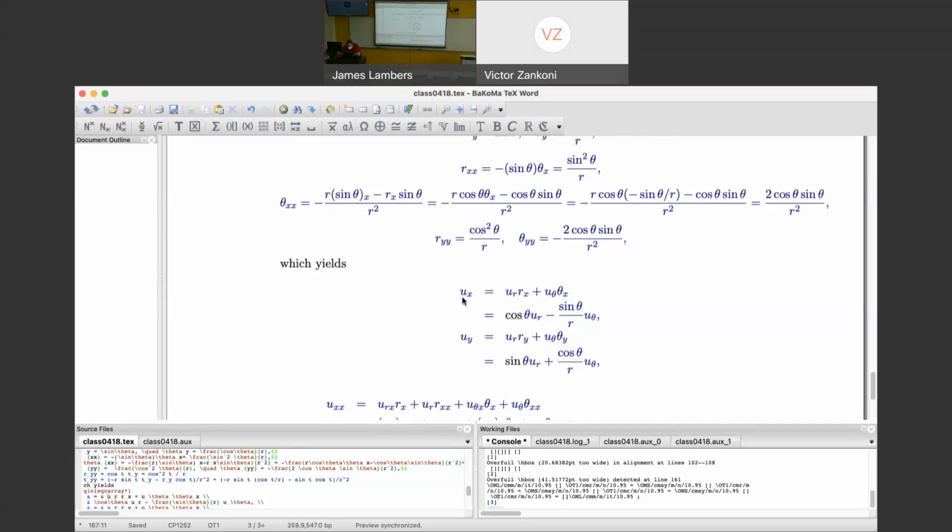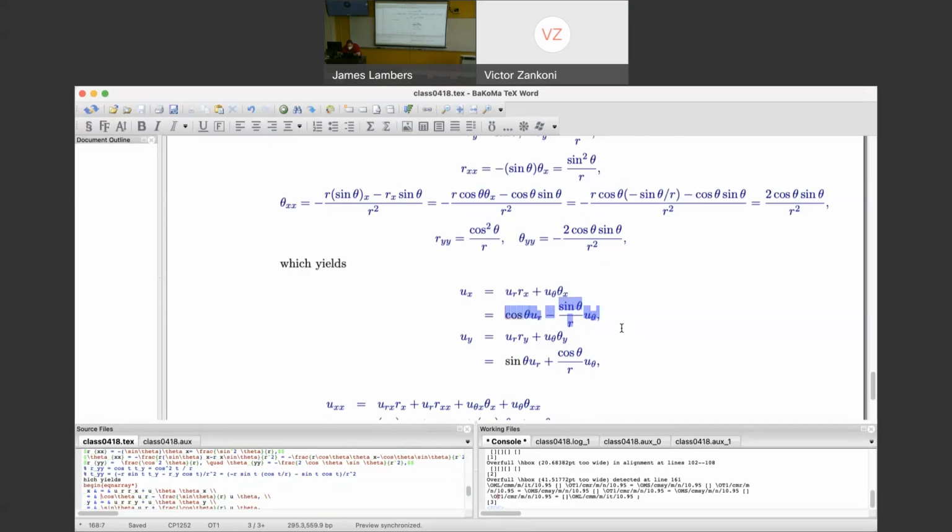So now I've expressed u_x in terms of du/dr and du/dθ, because I want to have only derivatives of u with respect to polar variables in my final result. So this will help me get there. So u_x is now entirely in polar coordinates. And I do the same thing with u_y to get it entirely in polar coordinates.